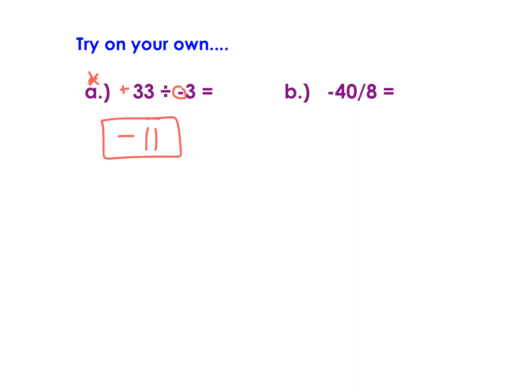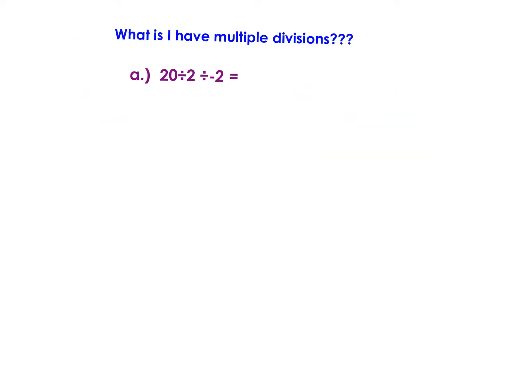The next one, I know that the division sign looks a little different, but this is just a different way of writing division. Here I have negative 40 divided by 8, which means I'm taking 40 and dividing it into 8 groups, which means 5 items per group. And because I have a negative and a positive, my result is negative. The last thing we're going to look at is what we do if we have multiple divisions. And just like we saw with multiplication, we are going to move from left to right, just like we read a book. So here we have 20 divided by 2, which is 10. 10 divided by negative 2 is negative 5.